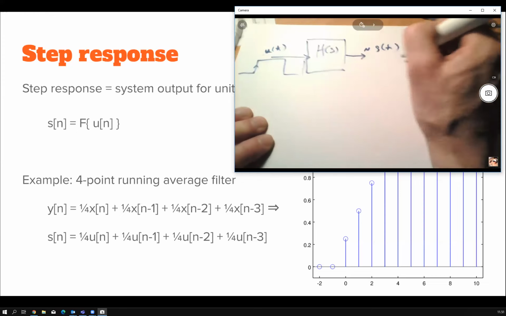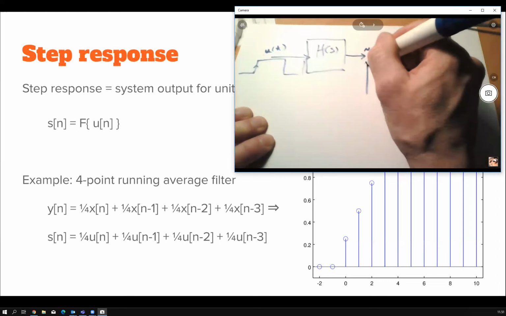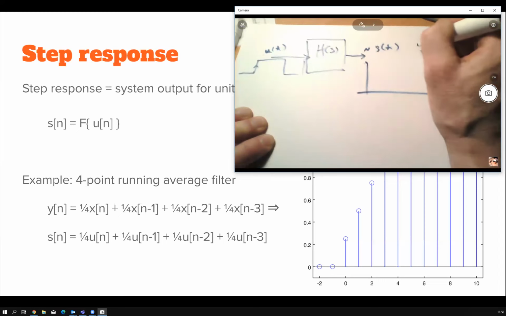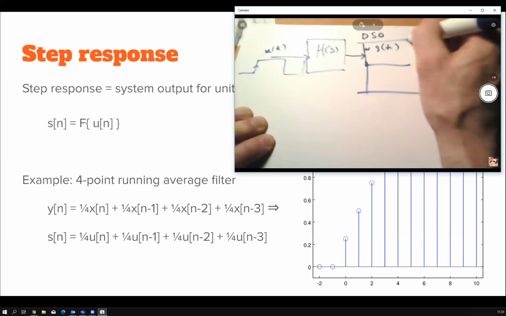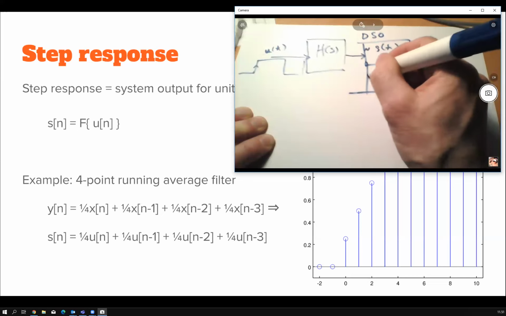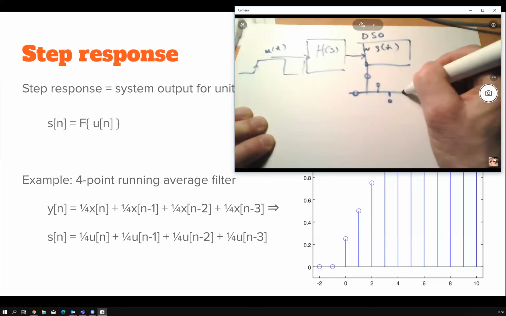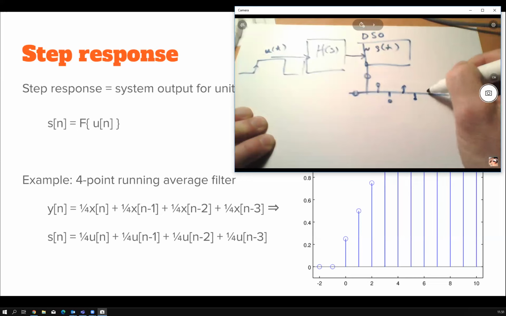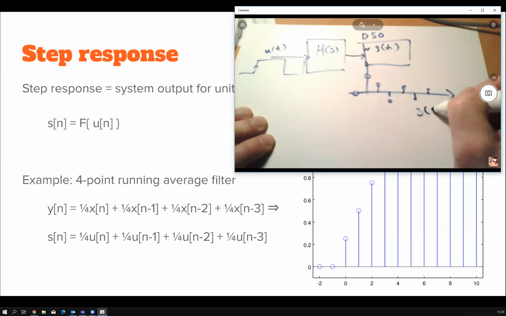but anyway, you can then sample this with the digital sampling oscilloscope. So if you have a DSO here, and you get this, for example, something like this as an output. So this is actually S of n.